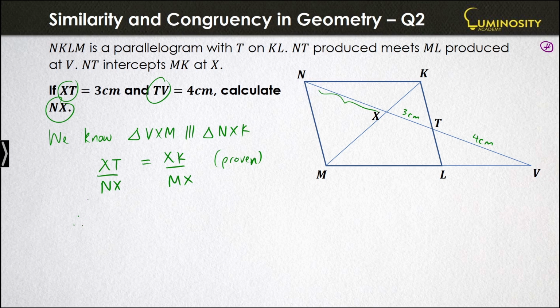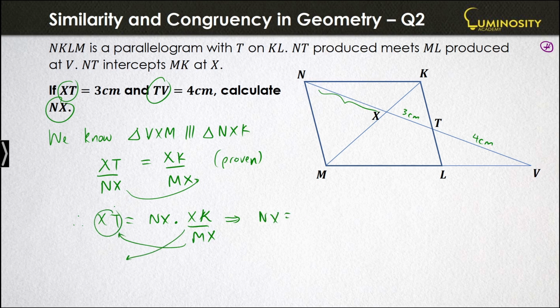Okay, so because I'm looking for the side length NX, I'm going to make that the subject of the formula. So I'm going to multiply it on top here. I get XT equals NX times XK over MX. And then to get NX by itself, I'm going to multiply by MX and divide by XK. So NX equals XT on the left-hand side times MX, all divided by XK. We were given XT as 3 centimeters, so that's 3.